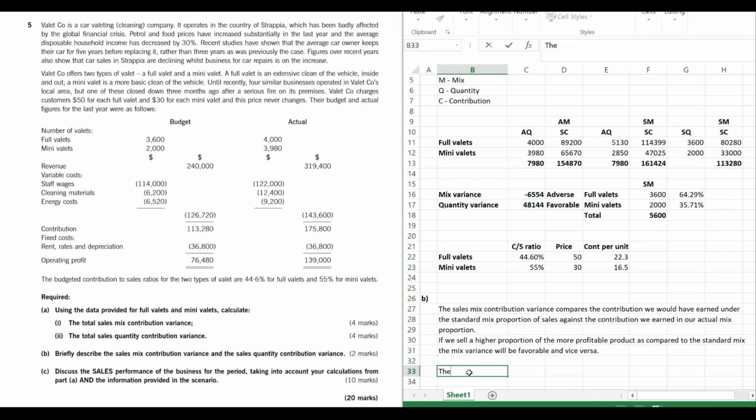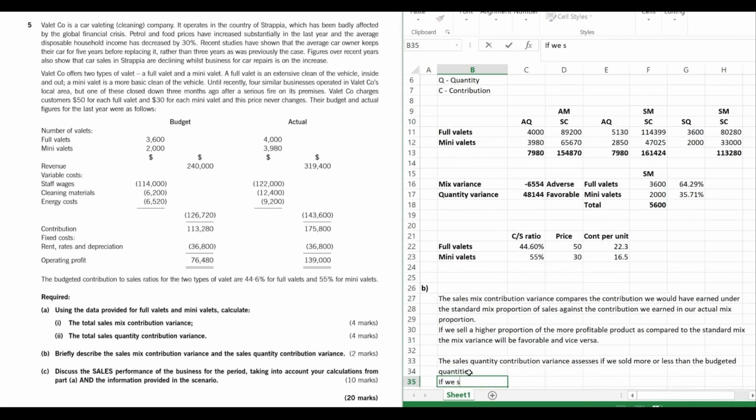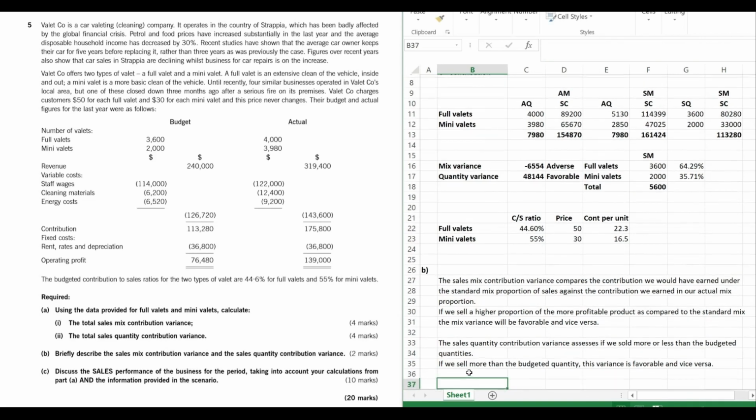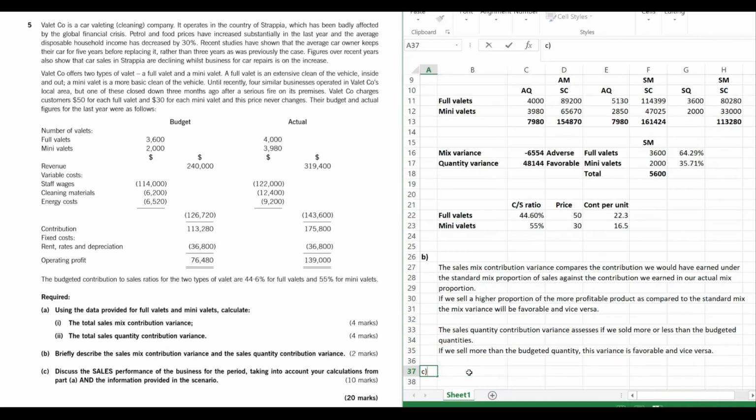Okay, so the sales quantity contribution variance assesses if we sold more or less than the budgeted quantities. If we sell more than the budgeted quantity, this variance is favorable and vice versa. Okay, so there we go, part B done. Let's move on to part C.